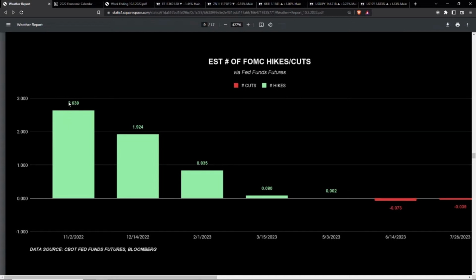Right? Yes, 100% chance of two rate hikes, and then a 63.9% chance of a third rate hike. So there's a 63.9% chance of 75 basis points. This is what the futures are pricing in right now, which so far during this hiking cycle has been correct about a month in advance, at least, before the Fed announces it.